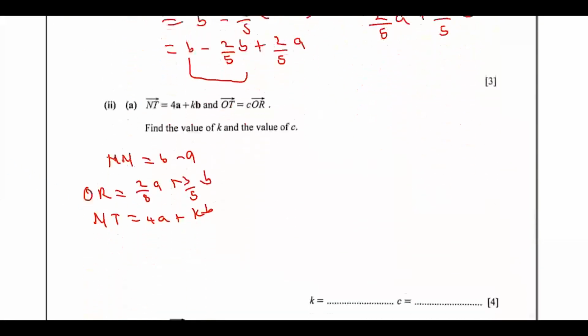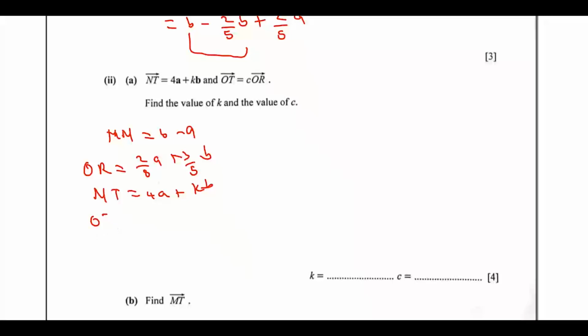So let's write this down. OT is equal to ON plus NT. Okay, that means we can write OT now as ON, which is B, plus NT, which is 4A plus KB. So we can call this equation 1.